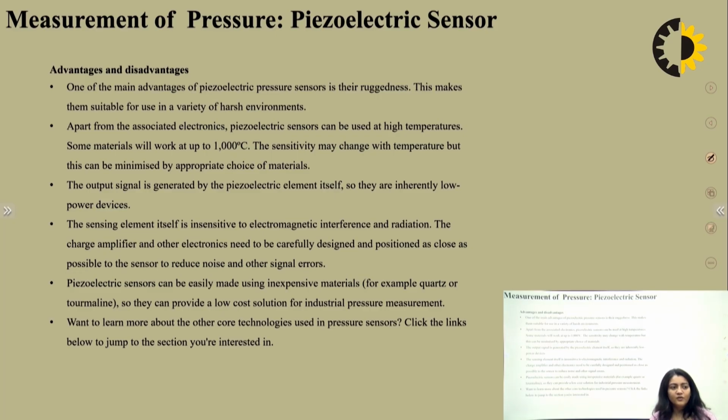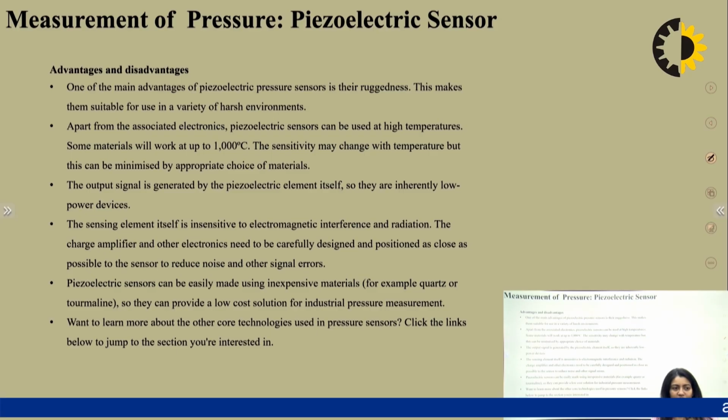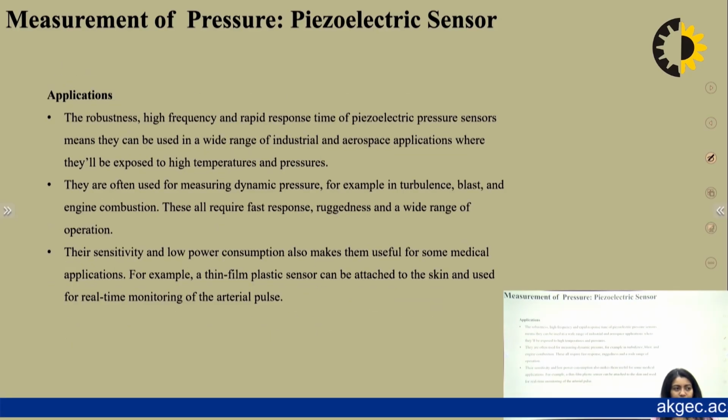Want to learn more about the other core technologies used in pressure sensors? Now, robustness. What should be the application? Robustness, high frequency and rapid response time mean piezoelectric pressure sensors can be used in a wide range of industrial and aerospace applications where they are exposed to high temperature and pressure. They are often used for measuring dynamic pressure, for example, turbulence, blast, and engine combustion. They all require fast response, ruggedness, and a wide range of operation.